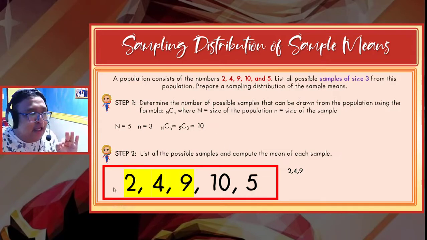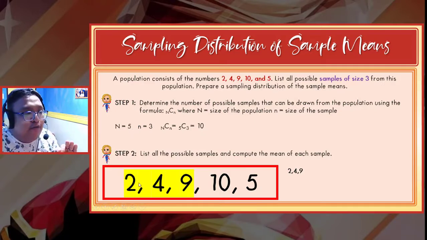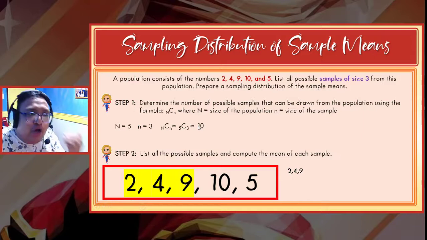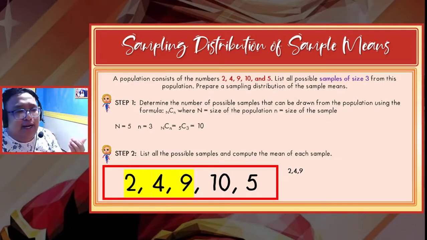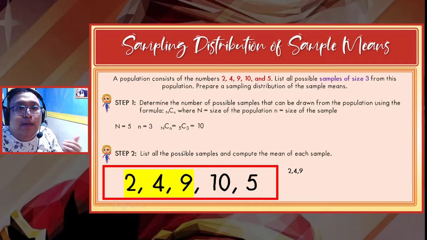Ibig sabihin, 3 lang sila from this population. Kumukuha lang tayo. Ngayon, kukuha tayo ng iba't ibang combination from these numbers na dapat 10 sila lahat. So, yun yung essence ni step number 1 para malaman natin kung ilan ba yung hinahanap natin. So, the technique would be listing.